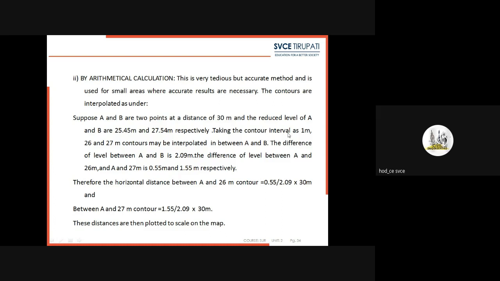Take the contour interval as 1 meter. That means we have to draw lines between the two stations, one at every 1 meter interval. Between them, two contour lines are drawn, one is 26 and another one is 27 meters. So contours may be interpolated. And then, the distance between the stations is 30 meters also, so we draw it over 30 meters.